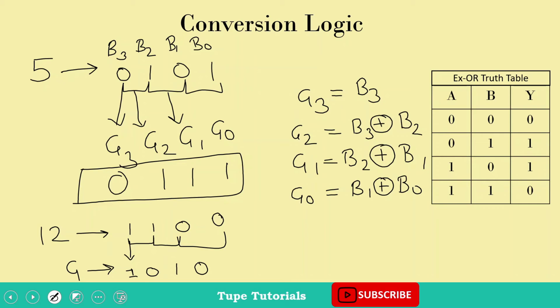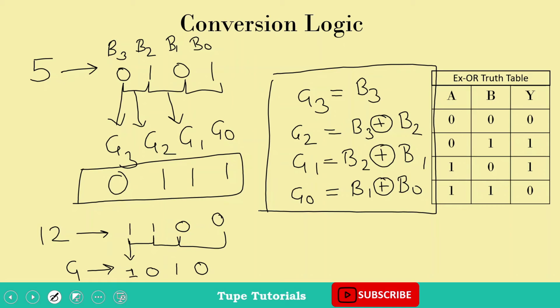So this formula you have to remember while converting binary to gray code. MSB as it is, for G2 B3 XOR B2, G1 B2 XOR B1, G0 B1 XOR B0. Simple. So this was the conversion logic.